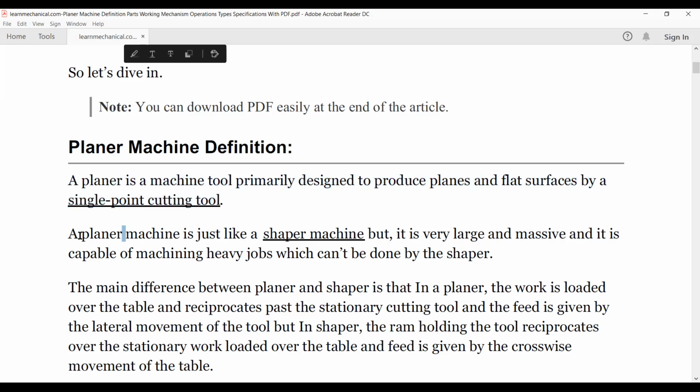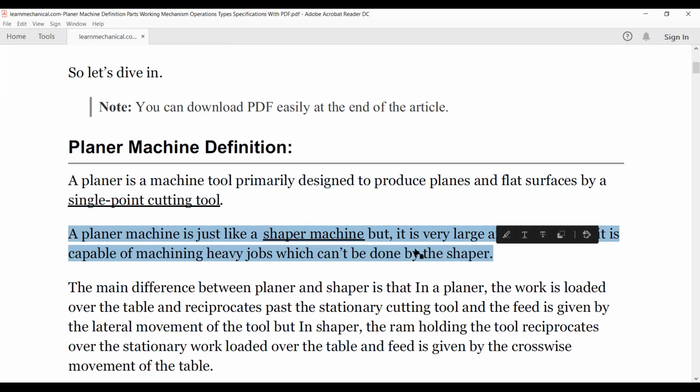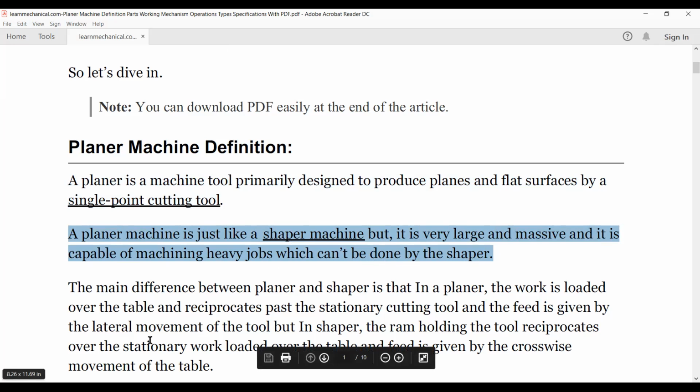Next, a planer machine is just like a shaper machine, but it is very large and massive, and it is capable of machining heavy jobs which cannot be done by the shaper. We all know the working of the shaper machine. Like the shaper, the planer works the same way, but it is very large and massive, and it can do very heavy jobs that cannot be done by the shaper.